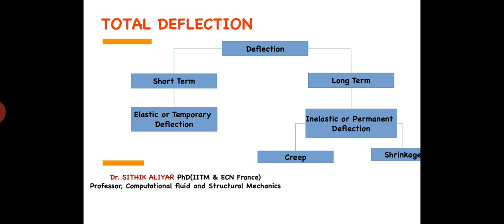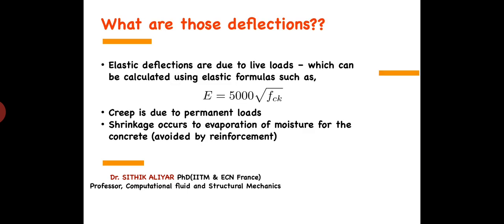So shrinkage will have a deflection. When the concrete is shrinking, there will be a heavy deflection. That is a permanent deflection, right? So these are the two types of permanent deflection. I told you a little bit of details already, but I will come to the short term deflection.